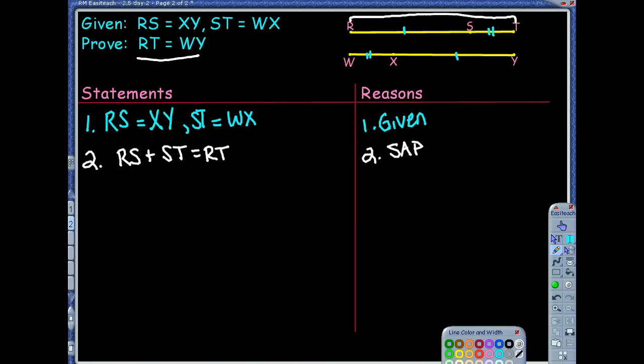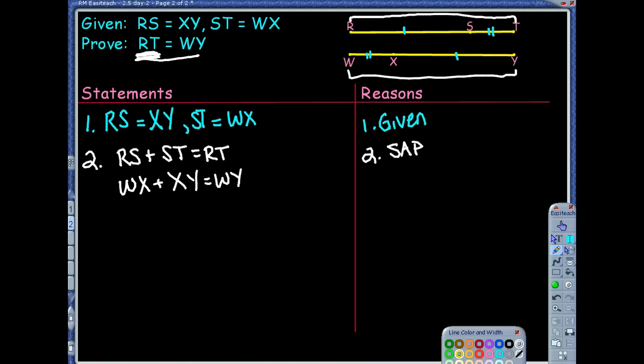And again, the reason I'm saying that is because I need to say something about RT. I need to establish that because that's where we're going, and the given does not say anything about it. I've also got to say something about WY, so I'm going to do something similar and say WX plus XY is equal to WY. And same reason, they don't depend on each other, so in the same step.